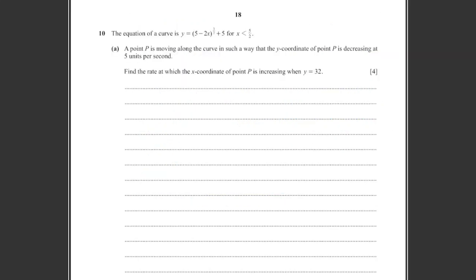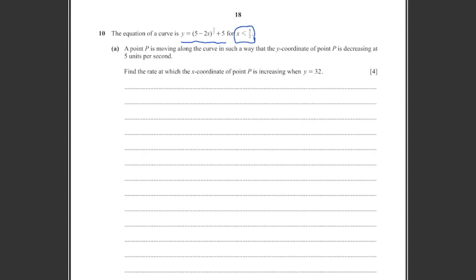So we got question 10, and they say the equation of a curve is y equals brackets 5 minus 2x whole power of 3 by 2 plus 5 for this range. Okay, so this is the equation of a curve, this entire thing. And it's only true for the values where x is smaller than 5 by 2.